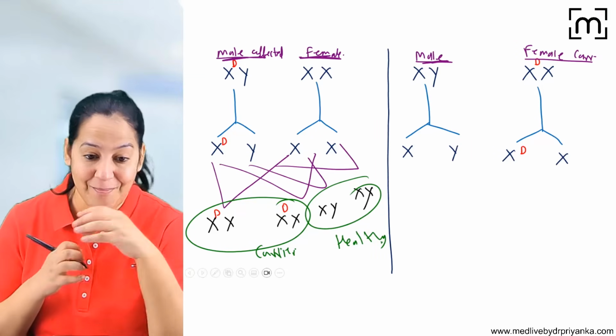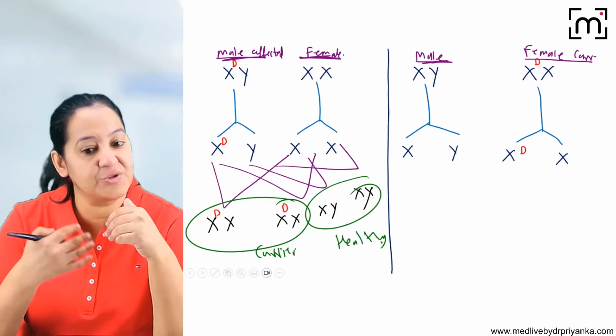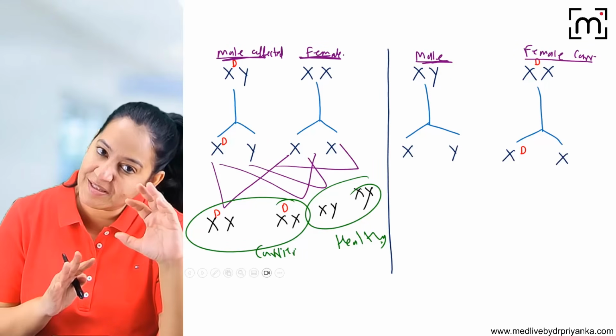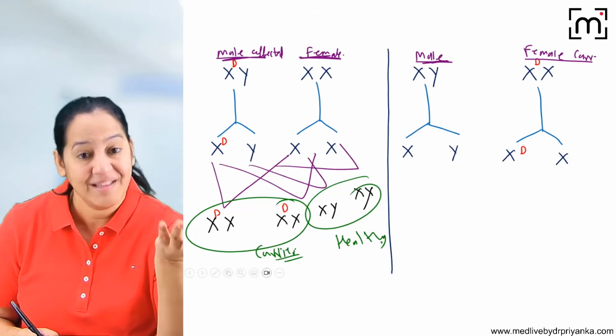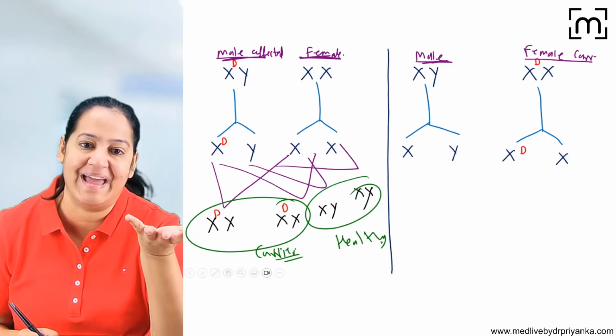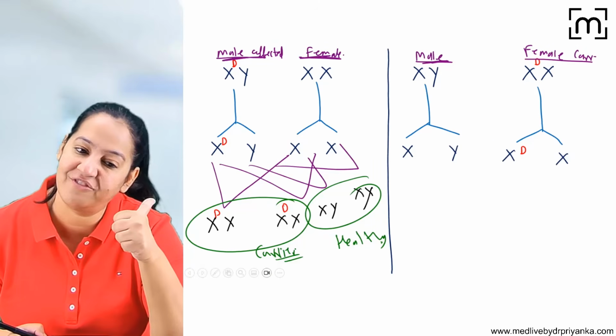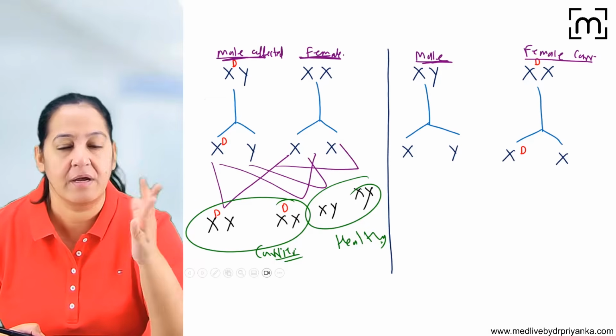So again, father is doing the partiality. Father is transmitting the disease to the daughters, not to the son. So 100% daughters, but they are not cases, in contrast to X-linked dominant where the females were the cases. Here the females are carrier, the daughters are carrier.